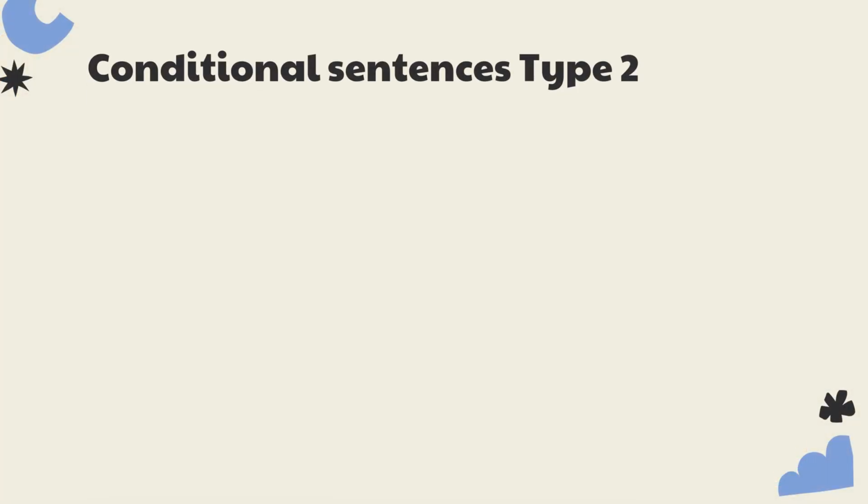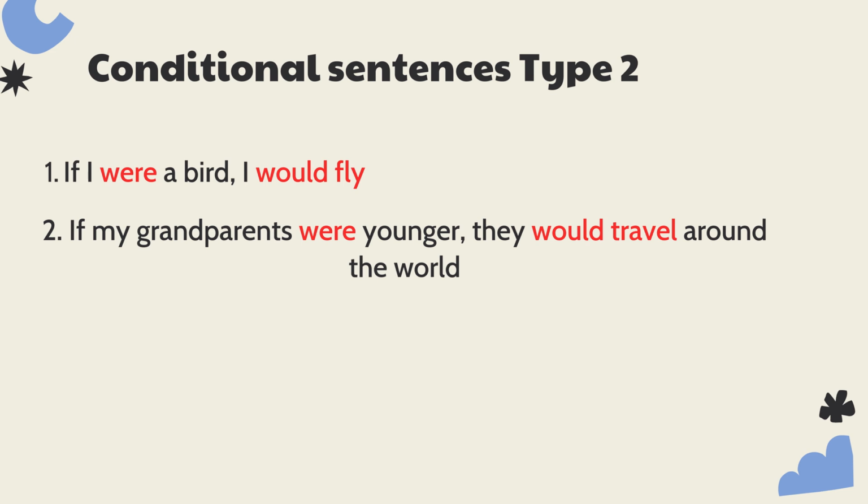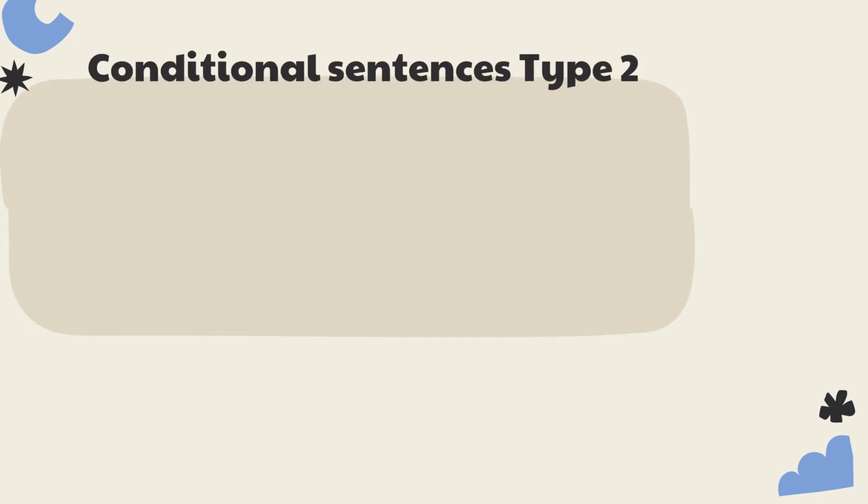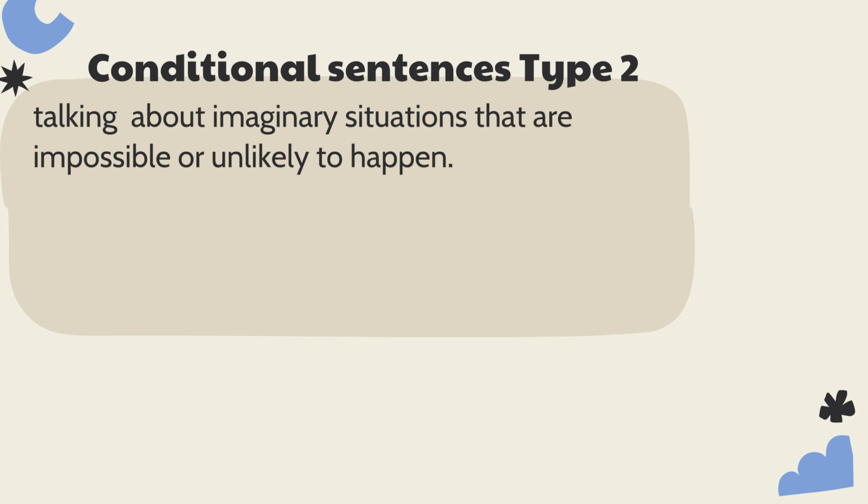We move to Part 2, conditional sentences Type 2. Look at the examples. Number 1, if I were a bird, I would fly. And number 2, if my grandparents were younger, they would travel around the world. That is used to imagine present or future situations that are impossible or unlikely in reality. The conditional sentences Type 2 talk about imaginary situations that are impossible or unlikely to happen.